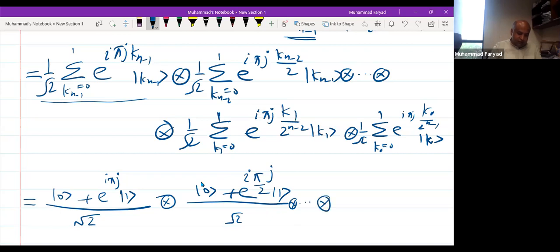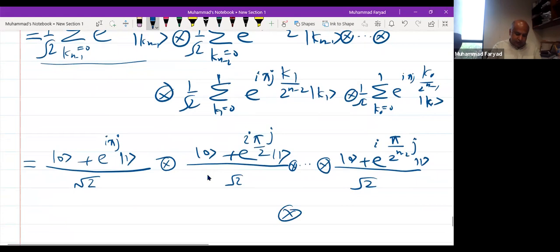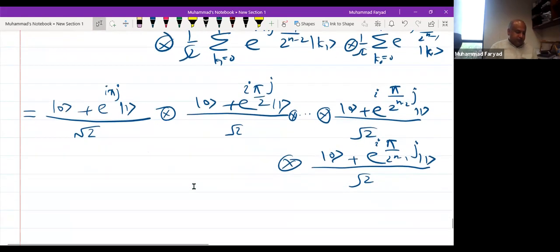So this second last term would then be 0 plus exponential iota pi over 2 power n minus 2 j1. And then the last term is 0 plus exponential iota pi over 2 power n minus 1 into j1. So this is the state of the qubits.